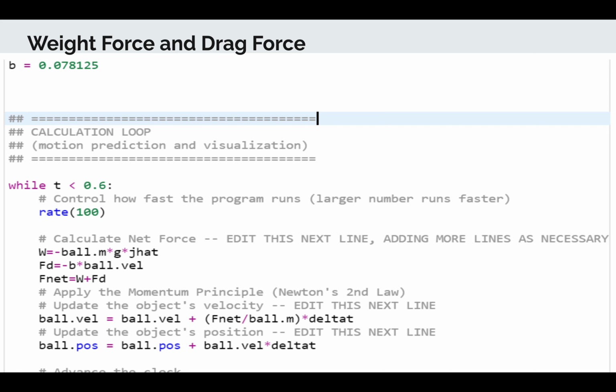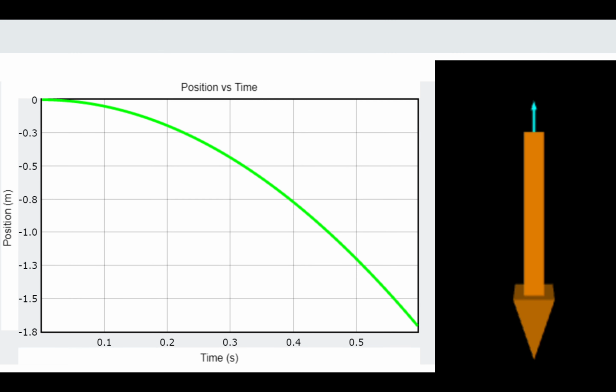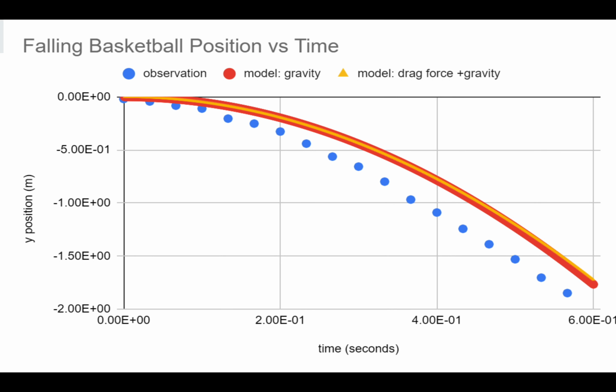Next, the code was changed to reflect that Fd equals negative b times velocity and F net equals gravitational force plus drag force in order to calculate the new net force, which accounts for the drag force and gravitational force. Unlike gravity, the drag force acts in the opposite direction because drag force goes in the opposite direction of velocity. I combined the data from Tracker and my two computational models from Python to create a graph where the blue dotted line is observed data from Tracker, the red line was from the Python data of gravitational force only, and the yellow thin line was for gravitational and drag force.